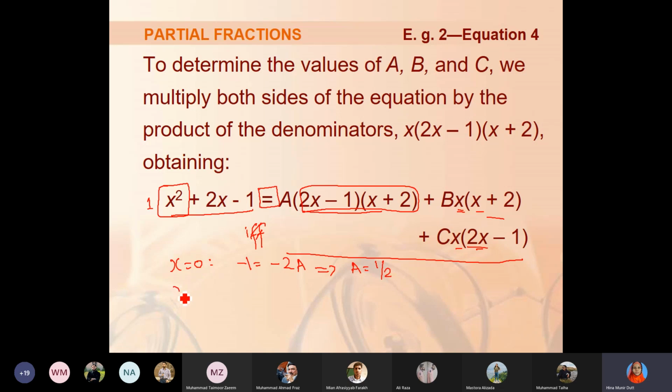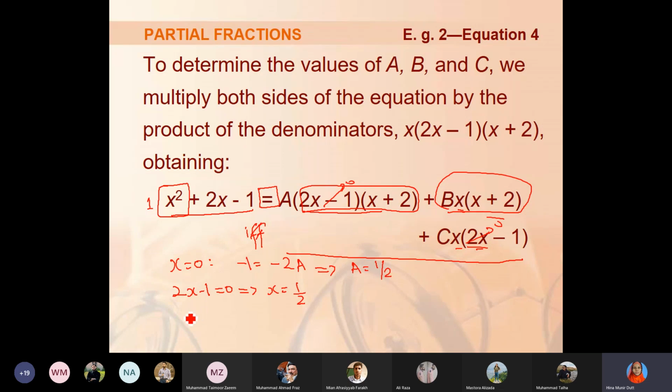If I put 2x minus 1 equal to 0, this implies that x is equal to 1 over 2. Put 1 over 2 over here, 1 over 2 here, and then solve it for b. Because this gets 0, this gets 0. I'm left with only this one. I can determine the value of b from this equation.